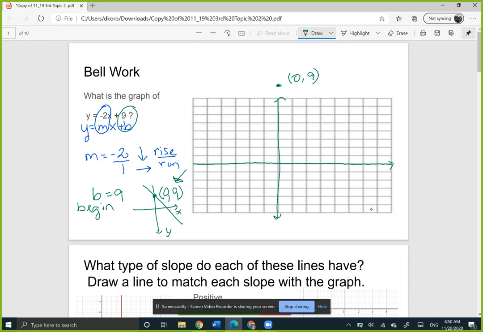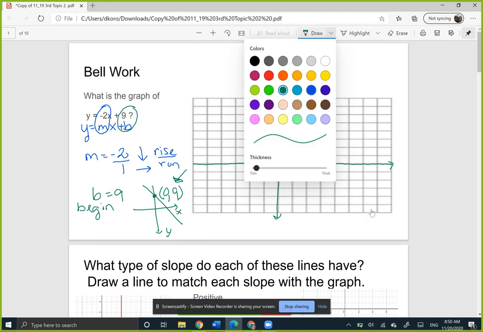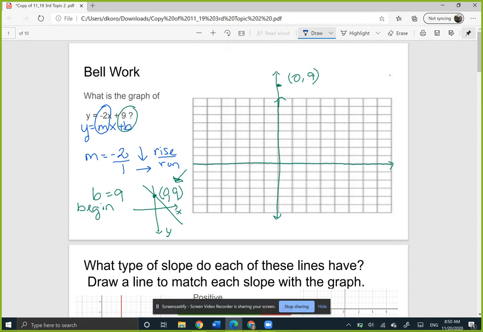Okay, so that's where we're going to begin on our y-intercept. If we were in class, I definitely would not allow you to have crooked lines like this. All right, so now we're going to use our slope, which is negative 2 over 1, to find our next point. So we're going to go down 1, 2, and to the right 1. So we went down 2 and to the right 1.